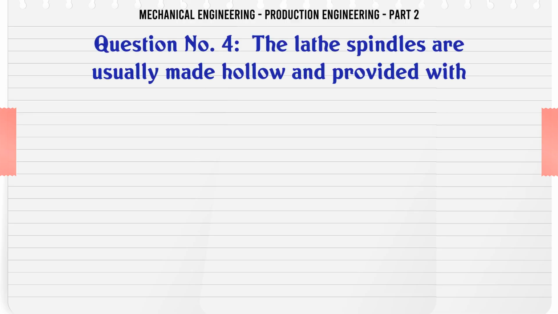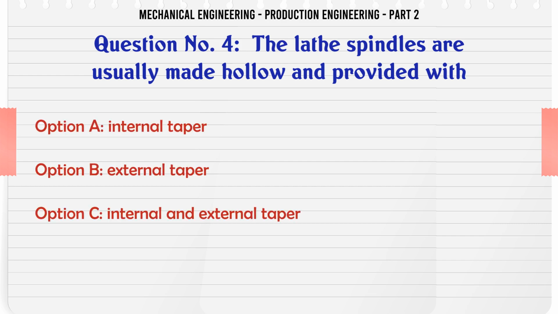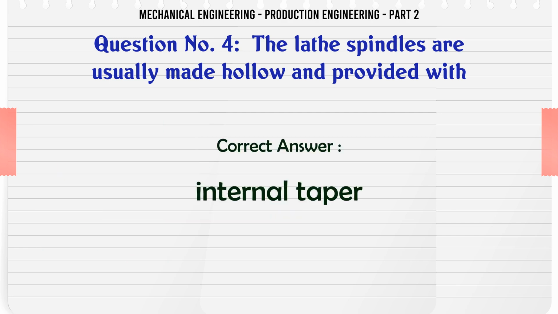The lathe spindles are usually made hollow and provided with A. Internal taper. B. External taper. C. Internal and external taper. D. No taper. The correct answer is internal taper.